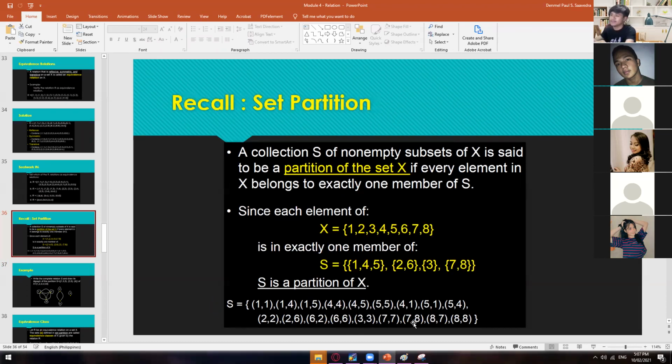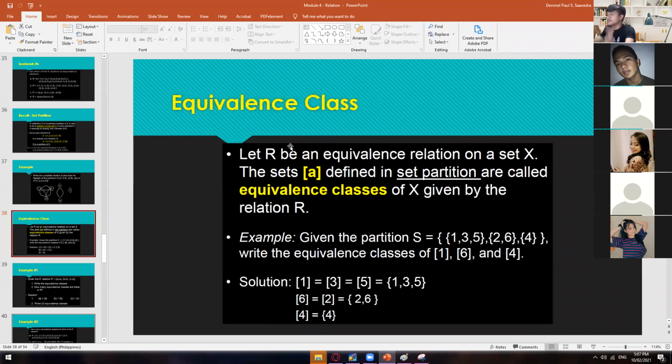All right, so let's now move on to the main topic, which is called the equivalence class. Let R be an equivalence relation on a set X. So the sets A defined in set partition are called equivalence classes of X given by the relation R. As you can see right here, we have formed a total of 3 classes. So this one is one class, and then another class. So we have 3 classes under this set partition.